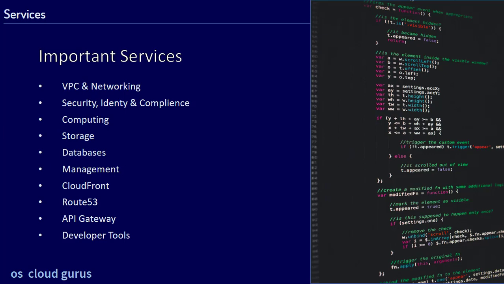Storage, of course, the databases, some of the management tools, CloudFront. Of course, it belongs to VPC, but there are normally a lot of questions for CloudFront and Route 53. Of course, API Gateway, and especially in combination with Lambda. And for example, for the SysOps or the developer exam, also the developer tools.